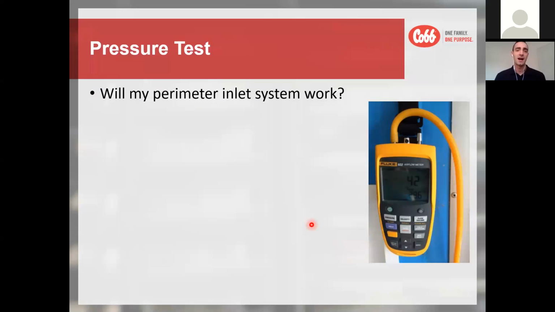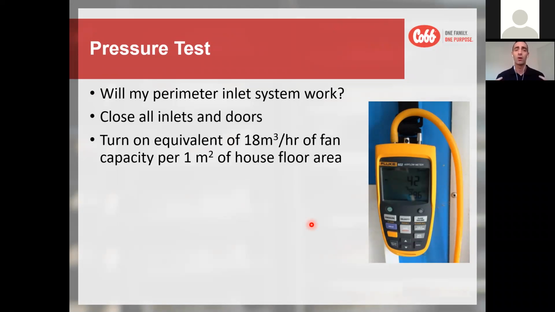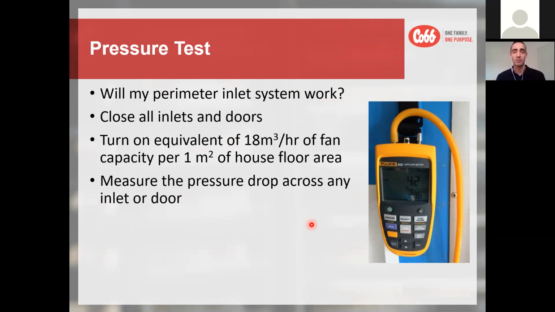And you can test how tight your house is. We have a way to test that using the pressure test. So basically what you do is you close all your inlets, close all your doors, and you turn on the equivalent of 18 meters cubed per hour of fan capacity for every meter squared of floor area in your house. And then you measure the pressure drop across any inlet or any door.